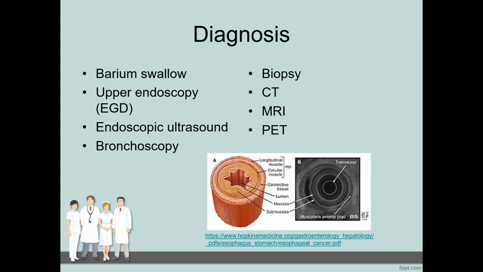A CT and/or a PET scan will be used to determine if there is metastatic disease. Once again, this information is used to determine the patient's treatment plan. An MRI may be performed to determine the tumor involvement of the esophageal wall, but this can usually be determined by the endoscopic ultrasound.